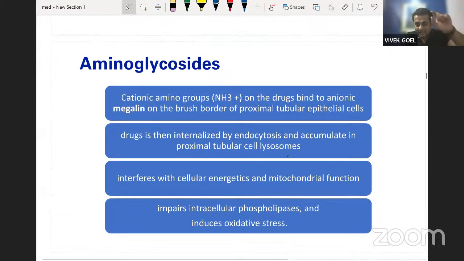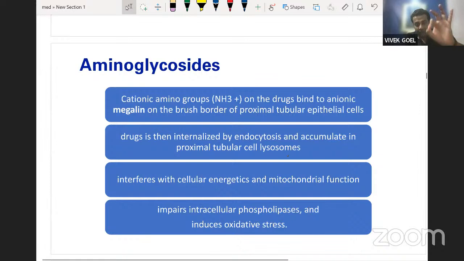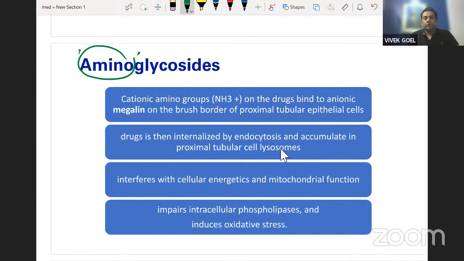See, this is the slide which is there in my video. Aminoglycosides, why is it known as aminoglycoside? Because they have an amino group. So they have amino groups, which are of course cationic groups, that bind to the anionic megalin, which is a receptor on the brush border of the PCT. It gets internalized, accumulates in the PCT, and it causes mitochondrial dysfunction, causing PCT dysfunction.